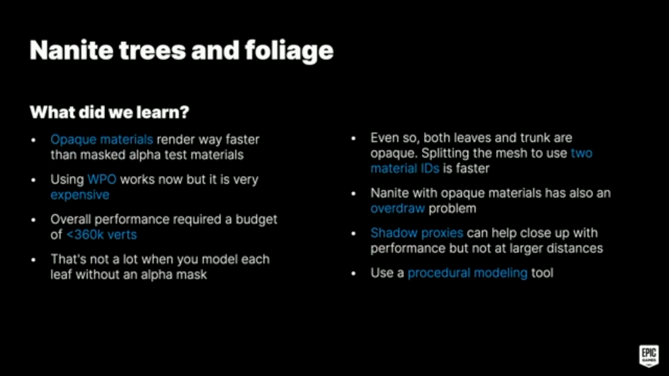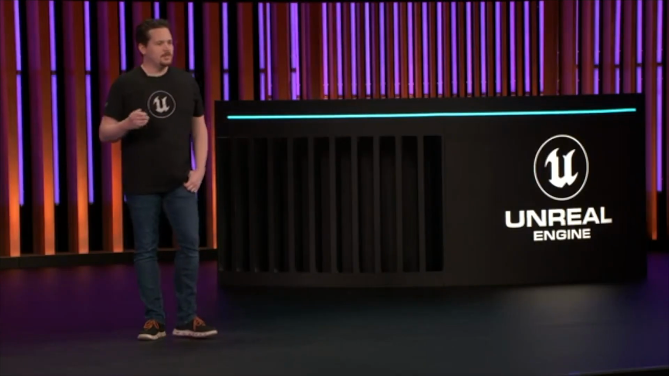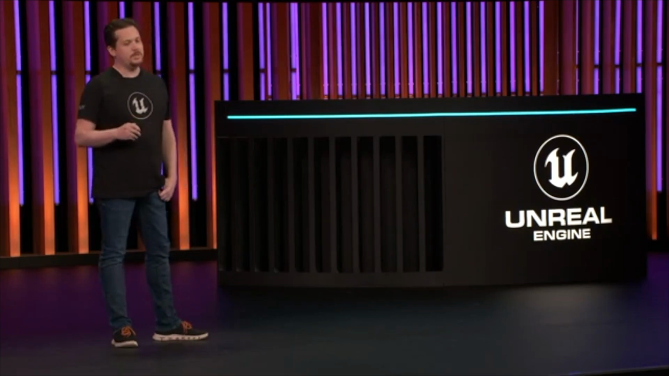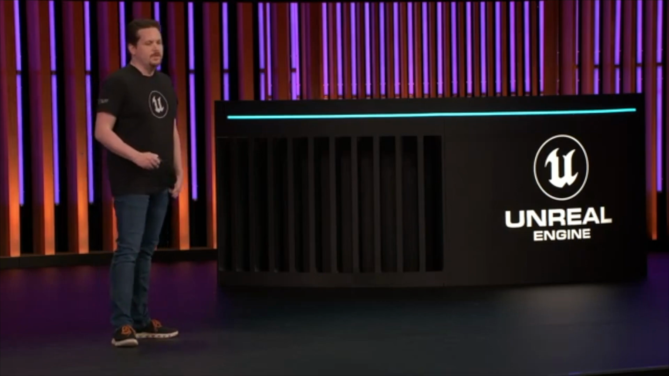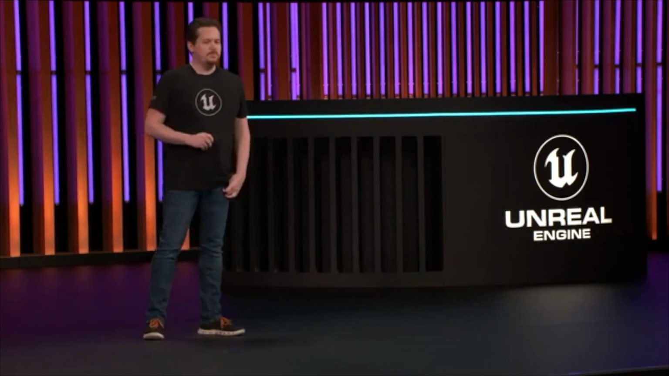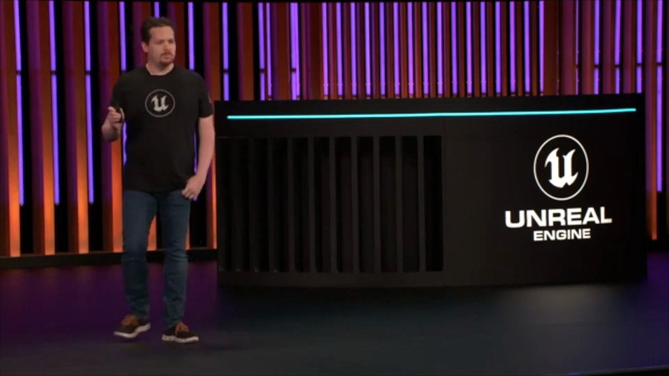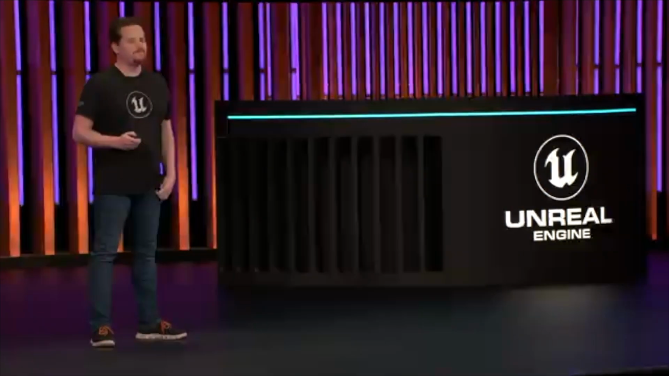And for the average density of our trees and overall performance, we had a budget of 360,000 vertices per tree. And that's actually not that much when you consider you have to model each leaf without the use of an alpha mask. Even so, we now had our opaque material on the trunk and the leaves. We found out that still splitting it up into 2 material elements is faster than using a single material element with a more expensive shader. And even so, we don't use masked materials anymore and don't have masked material overdraw. Nanite has its own material overdraw problem, so keep that in mind when you build your trees.